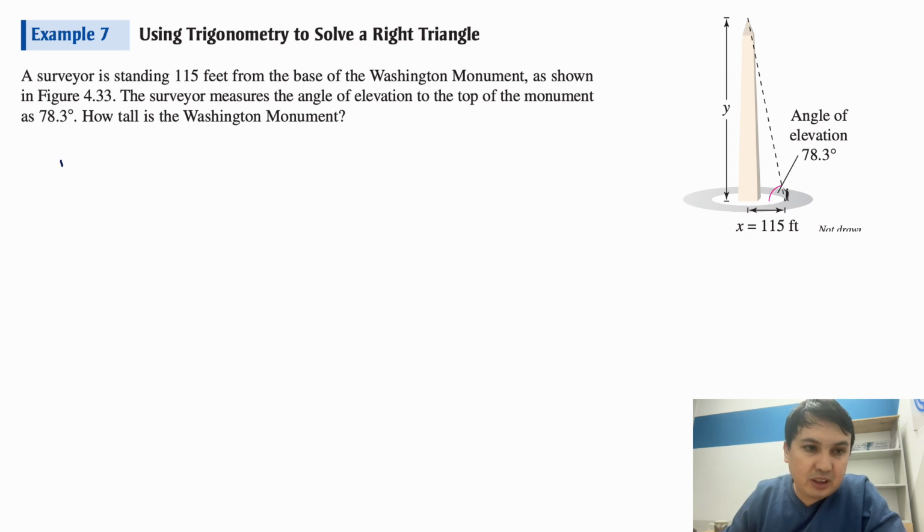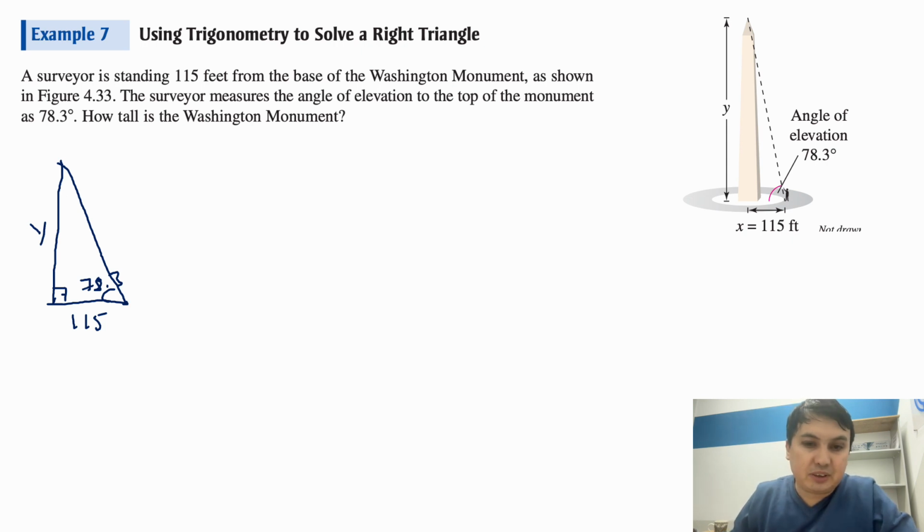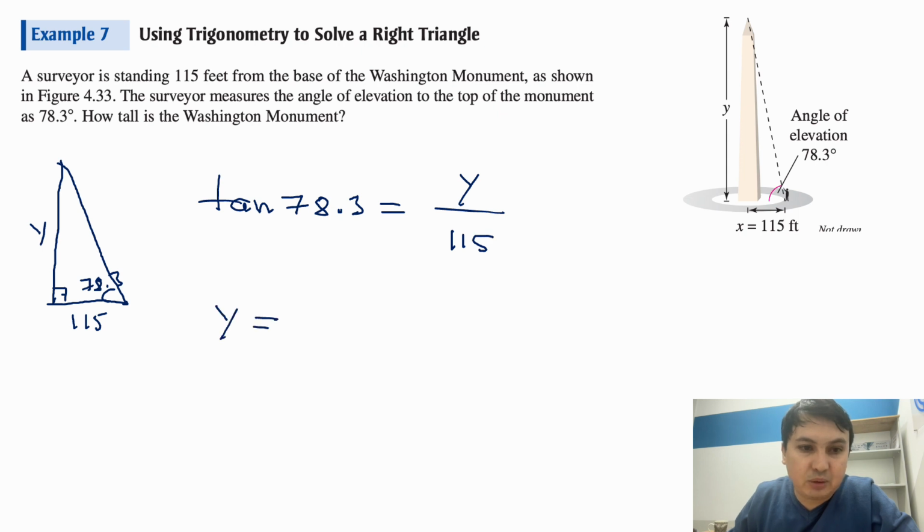So what we see is a right triangle here, right? So we know this 78.3, here I have 115. So here is y. Now, which trigonometric function connects these three, y, 115, and this angle? Well, we have cotangent, we have tangent, right? Okay, so let's use the tangent. So tangent 78.3 degrees, that must be the opposite, y, divided by adjacent, 115. So this height y is equal to 115 times tangent 78.3. But be careful, this is degrees, right?